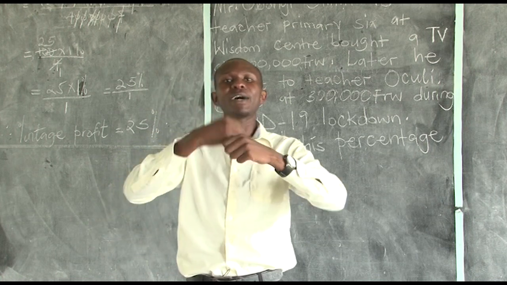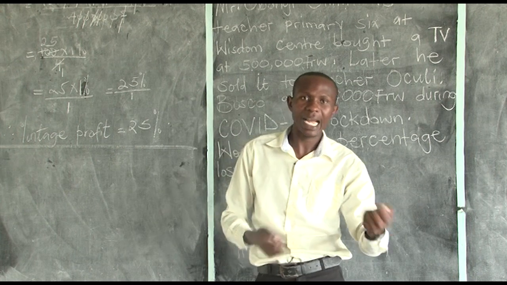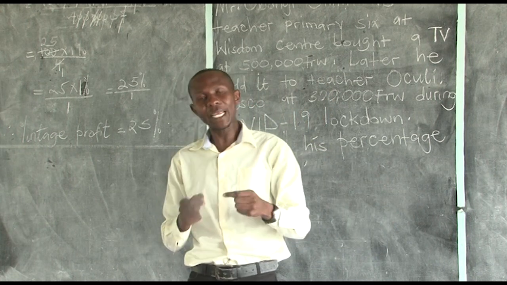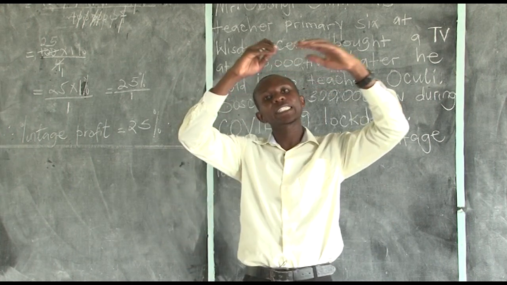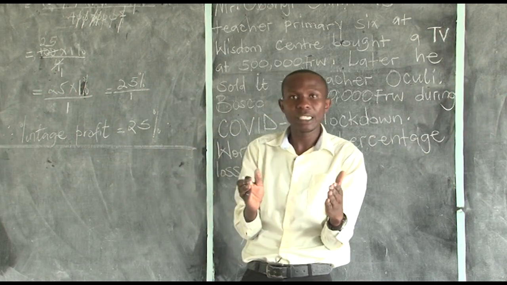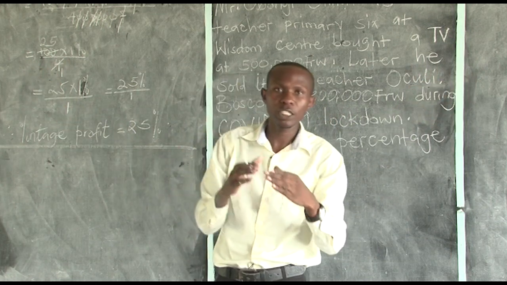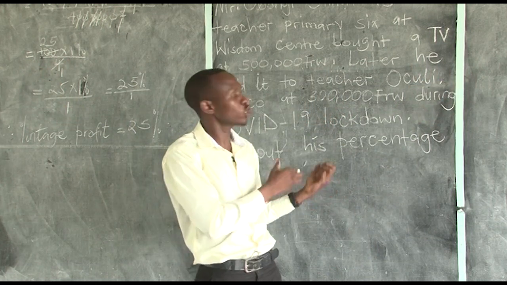For him, he spent 500,000. Then he sold it at 300,000. Meaning that he bought it at a large amount, then he sold it a little bit cheaper. He bought it expensively and sold it cheaper compared to the money he spent.